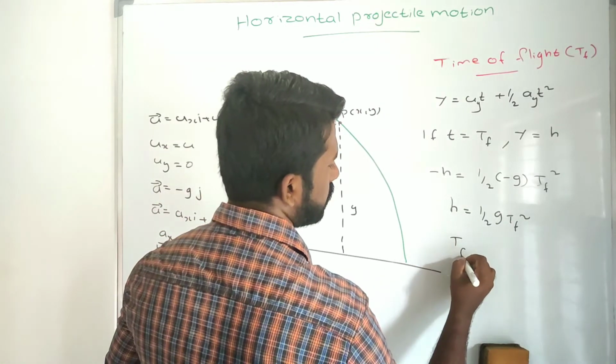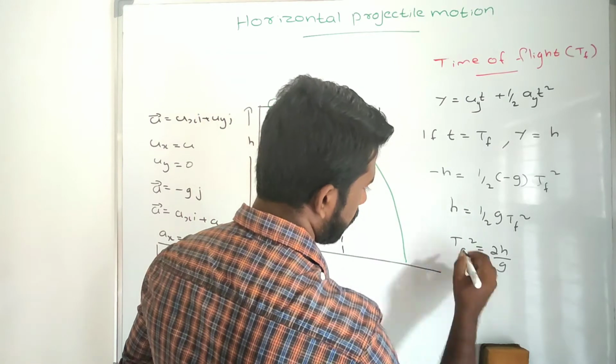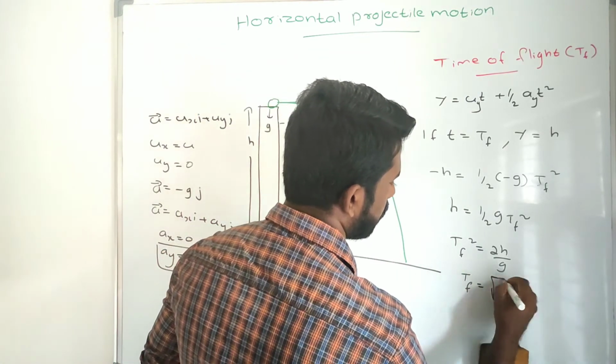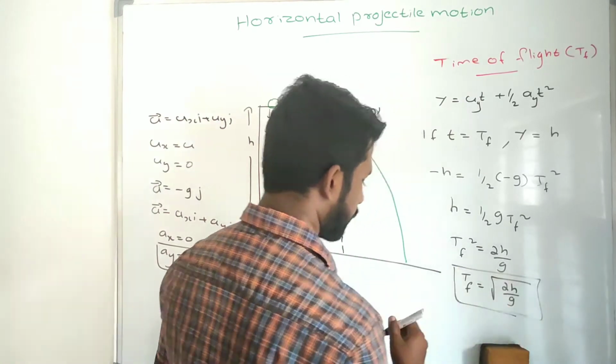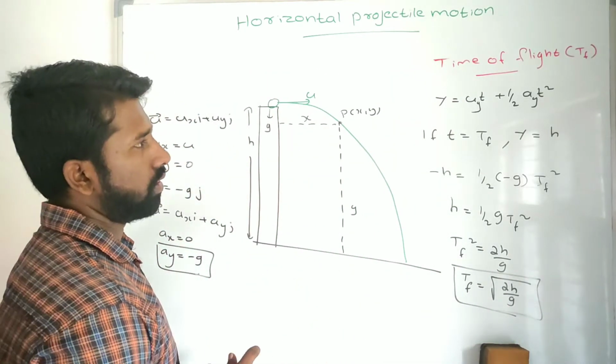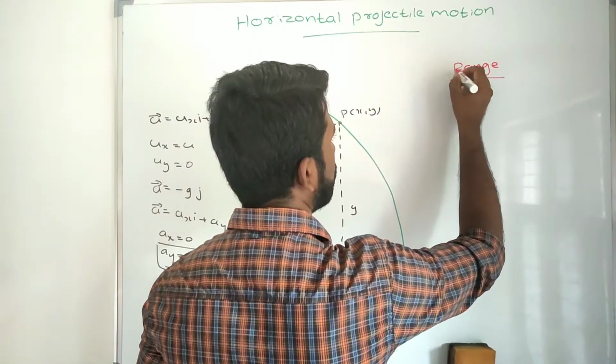So from this, tf square is equal to 2h divided by g. Then what about tf? tf is equal to square root of 2h by g. This is the time of flight of the projectile. Then next we will see the range of the projectile.